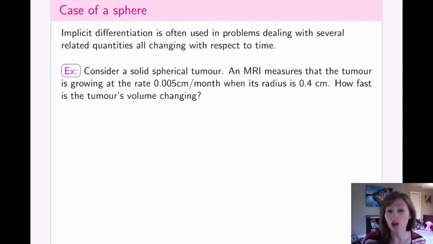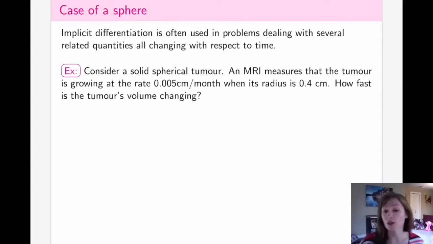Consider a solid spherical tumor. An MRI measures that the tumor is growing at the rate of 0.005 centimeters per month when its radius is 0.4 centimeters. How fast is the volume of the tumor changing at that point? A lot of times, it's not necessarily the size of the tumor that matters, especially when it's small, but rather how fast it's actually growing.